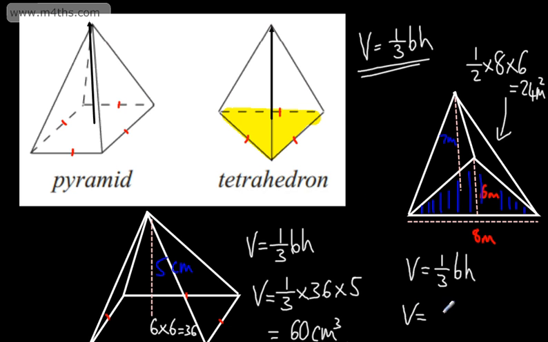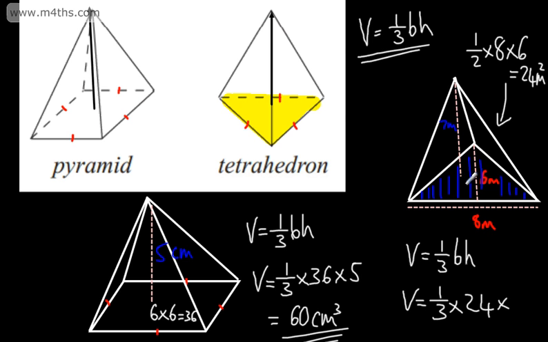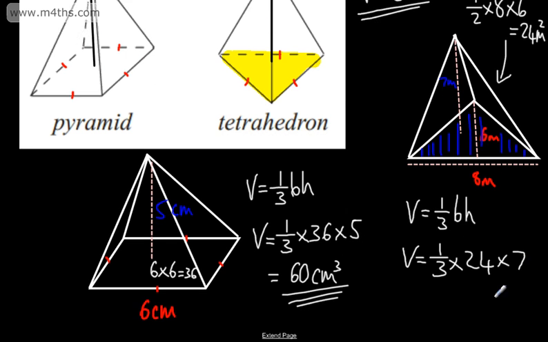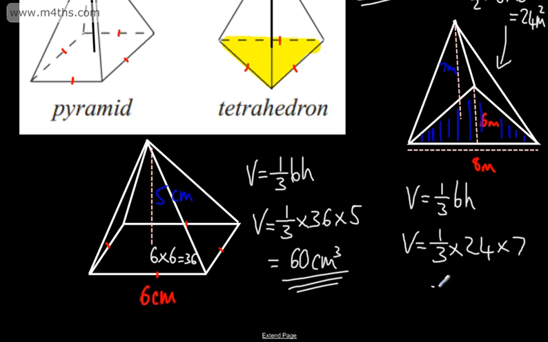So it's going to be 1/3 times the base, which is 24, multiplied now by the perpendicular height, which is 7. So this is at right angles with the base. It's not one of the slants, it's at right angles. So multiplied by 7, that looks like I'm going to end up with 56. So that will be 56, and the units are going to be meters cubed.